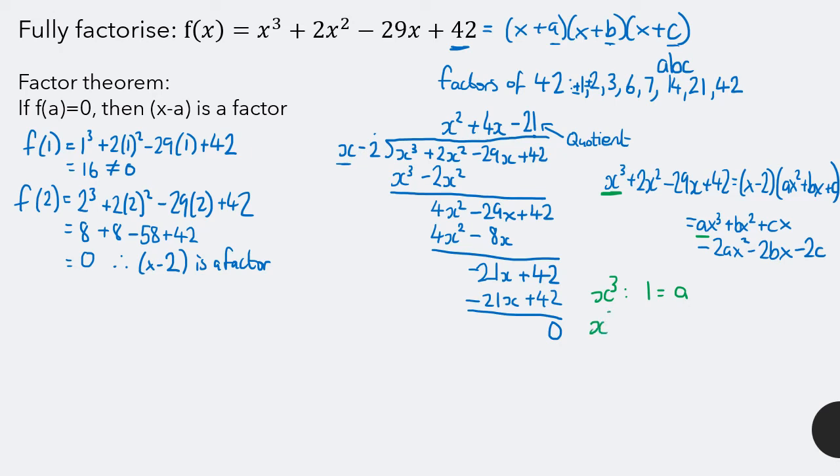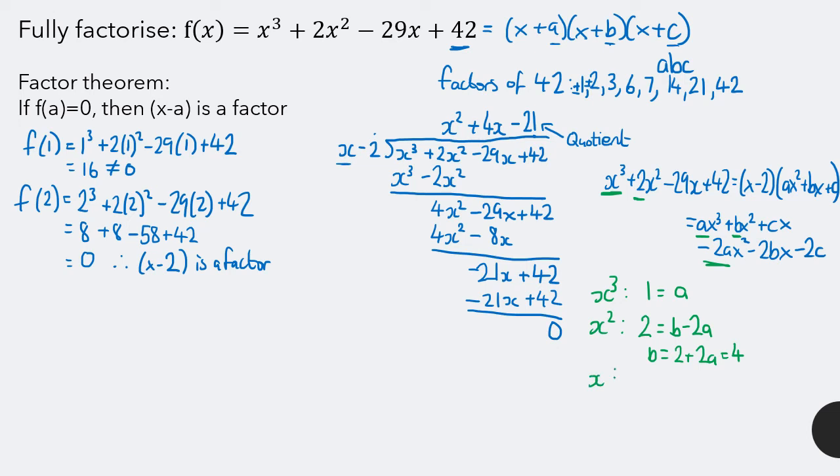Then I look at the x squared terms. How many x squareds do I have on the left hand side? I've got 2 of them. How many x squareds do I have on the right hand side? Well, I've got b there, and then I've got minus 2a here. So I can say 2 on the left hand side, b minus 2a on the right hand side. So b is equal to 2 plus 2a, and I know that a is 1, so this is 2 plus 2 times 1, 4.